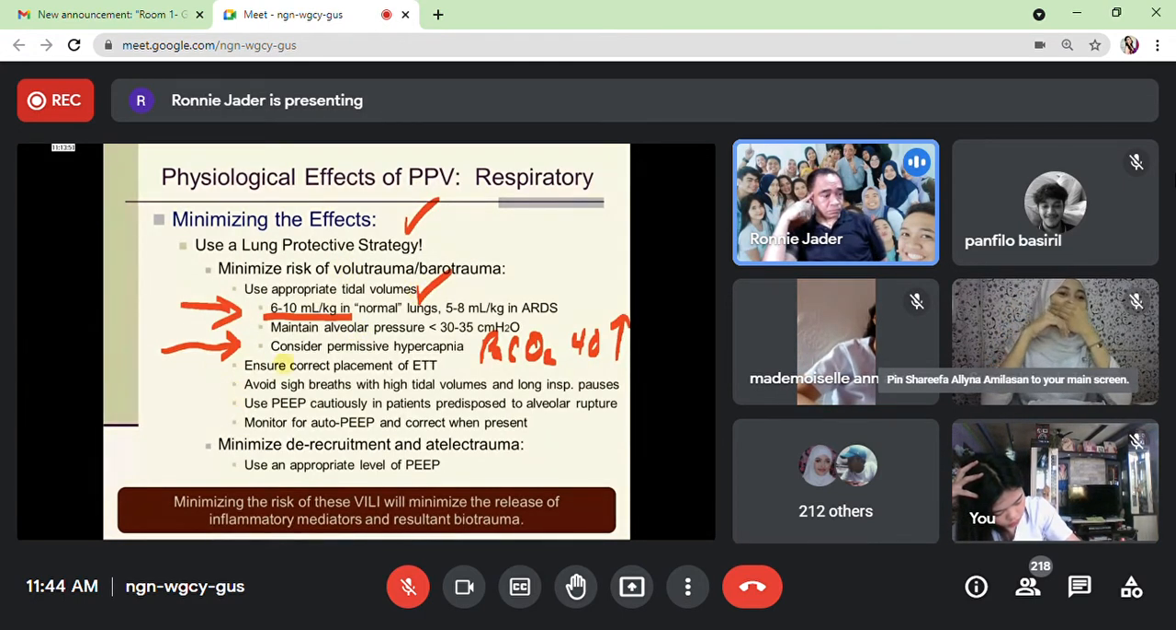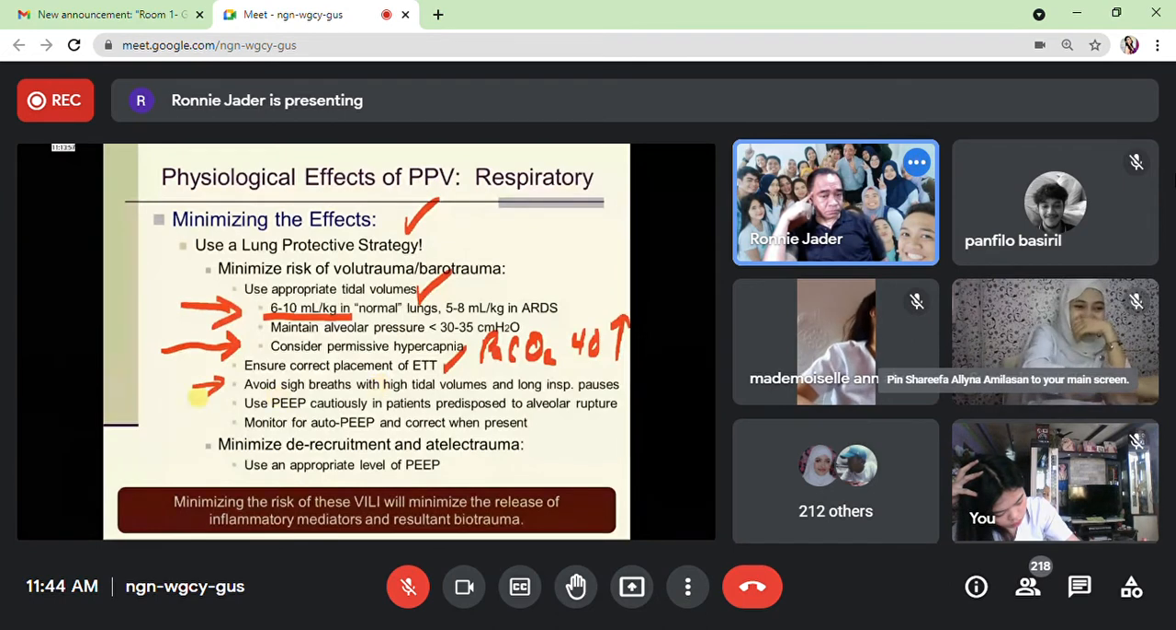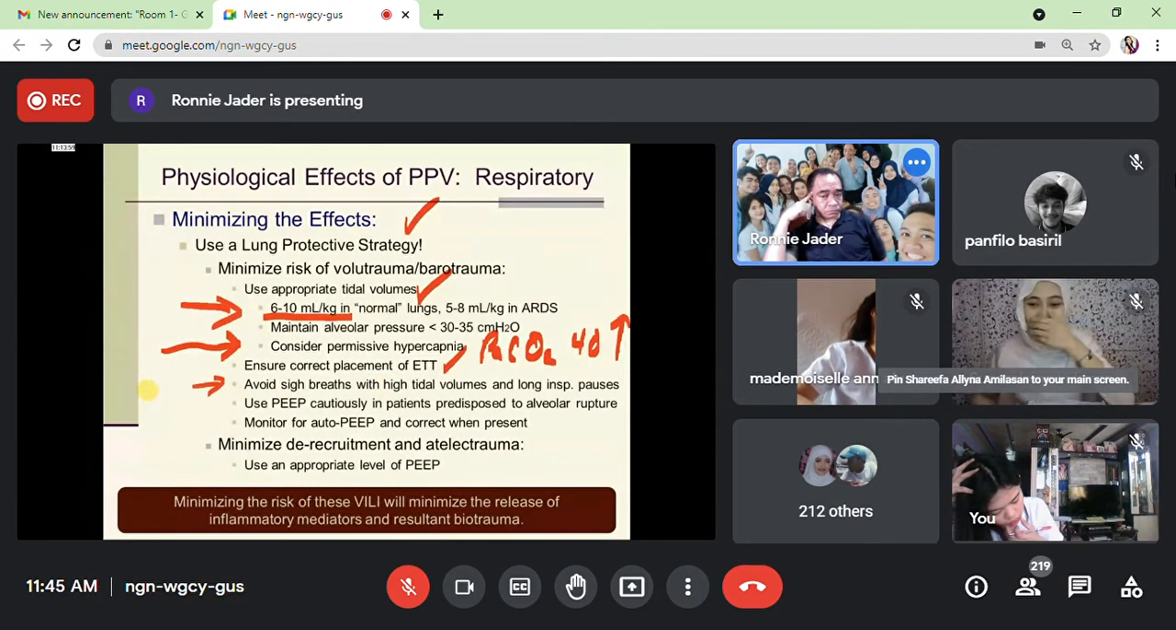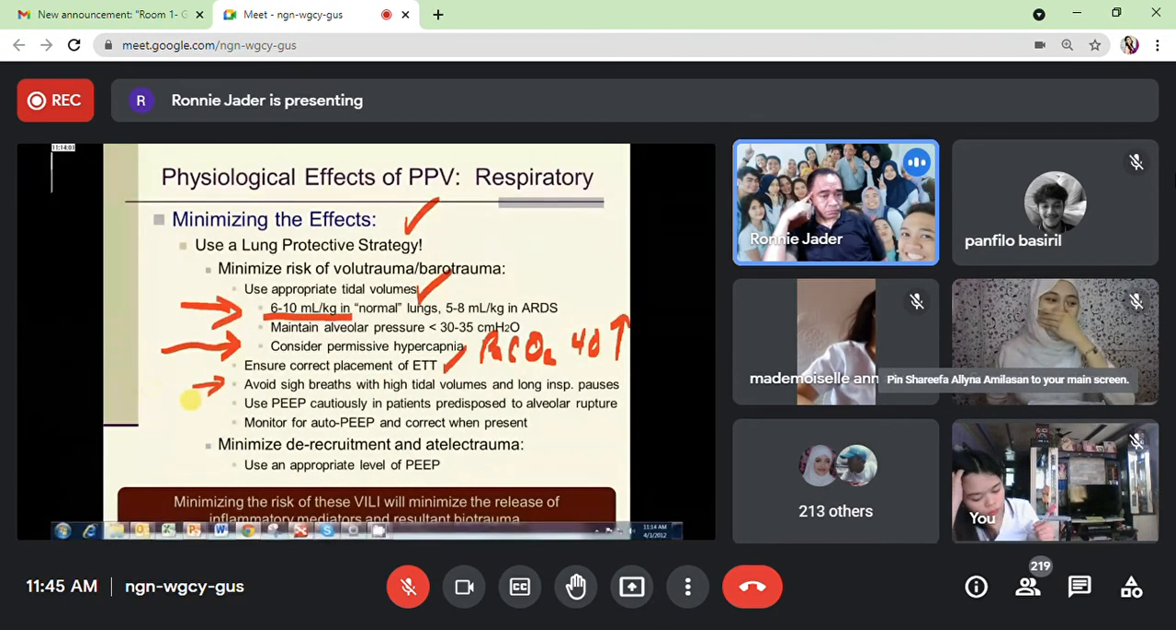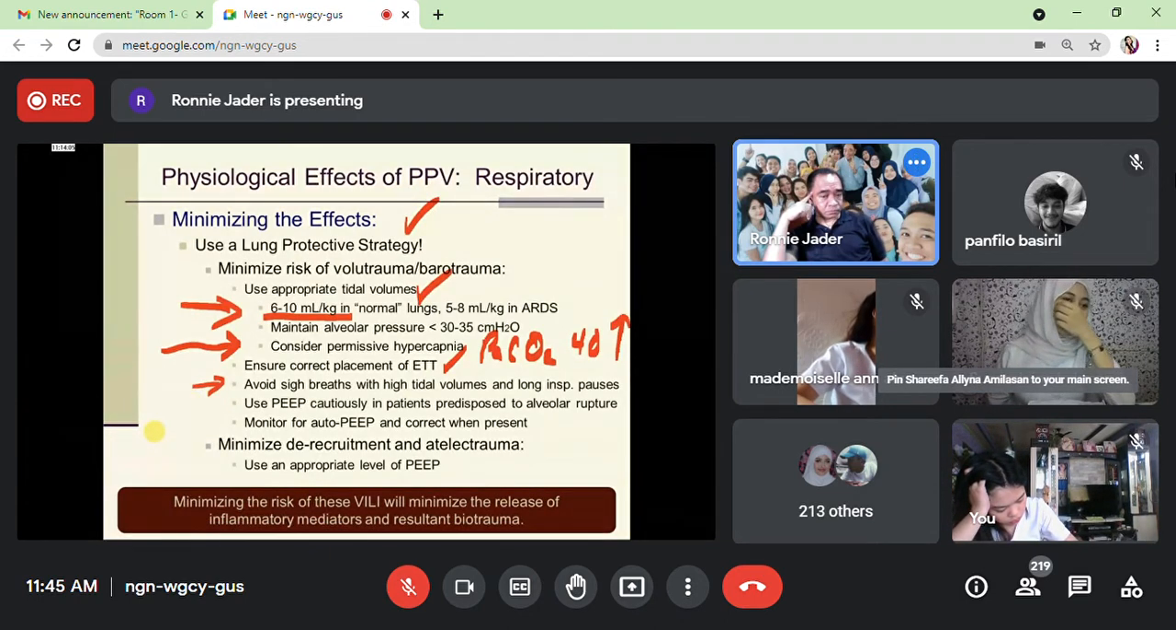Make sure the endotracheal tube placement is correct. We're going to do that all the time. Avoid these sigh breaths, those little bit larger type breaths, and we do that with specific type modes like airway pressure release ventilation. And we can use PEEP appropriately, and that's a difficult thing to do.